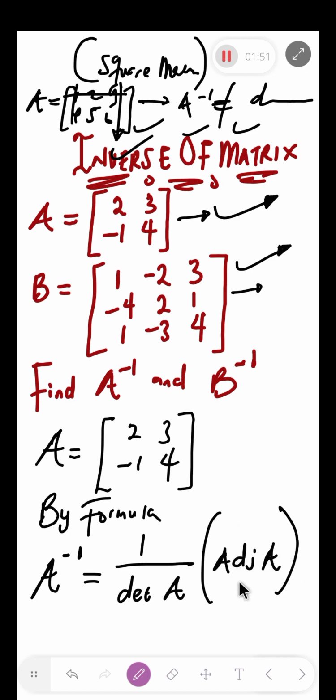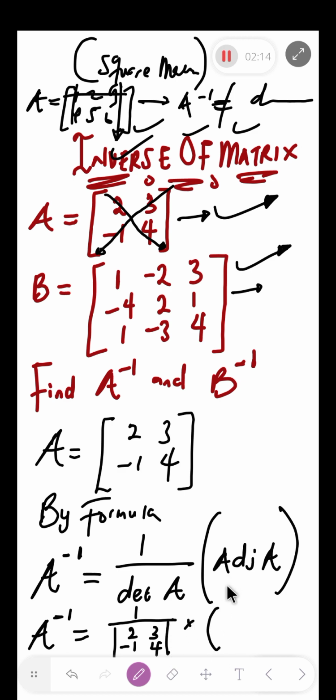Remember that I've explained the adjoint of a matrix. When I told you that you have to swap the left to right diagonal, but you leave the other diagonal and only change their signs. I think that was my explanation for that. So in this case, A inverse will be equal to 1 over the determinant of 2, 3, minus 1, 4 times the adjoint. What is the adjoint of that matrix? I'll swap the left to right diagonal. That means I will have 4 here, then I have 2 here. I'll leave the other diagonal the way it is, as 3 and minus 1.